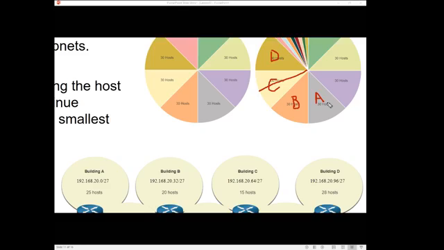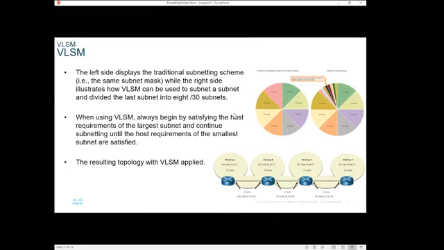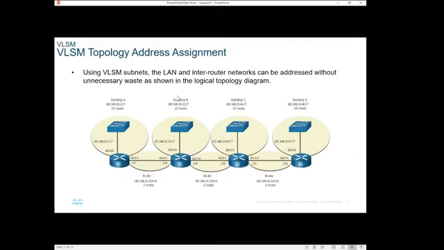It's very much a straightforward concept. When we're using VLSM, we begin by satisfying the host requirements of the largest subnet, and then we continue subnetting until the host requirements of the smallest subnet are all satisfied. So you start assigning and creating your topology address assignment, and then you come up with your physical topology and your logical topology. Normally it will be your logical topology that will have the IP addresses shown. So this is an example of the logical topology diagram.